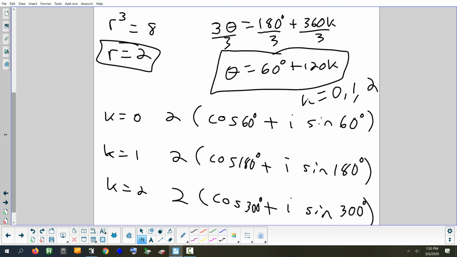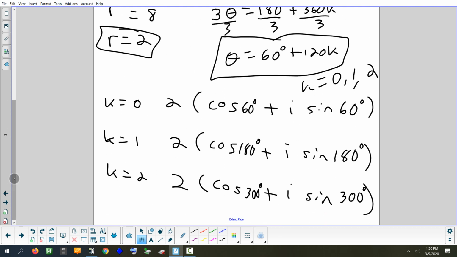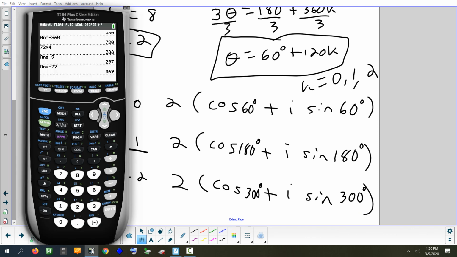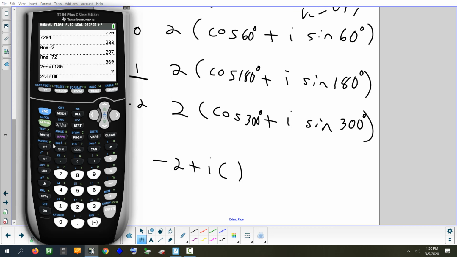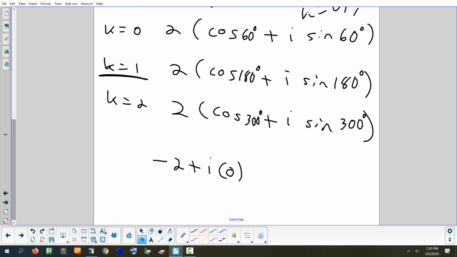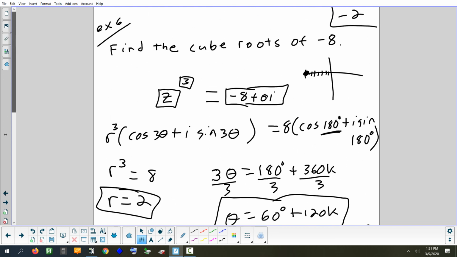Now, at the very beginning, you guys told me one of these answers was what? Negative 2. Watch what happens if you do that one out. 2 cosine 180 gives you negative 2, plus i times 2 sine 180. 2 sine 180 is 0. What's i times 0? 0. What are you left with? Negative 2, exactly the answer that you got.